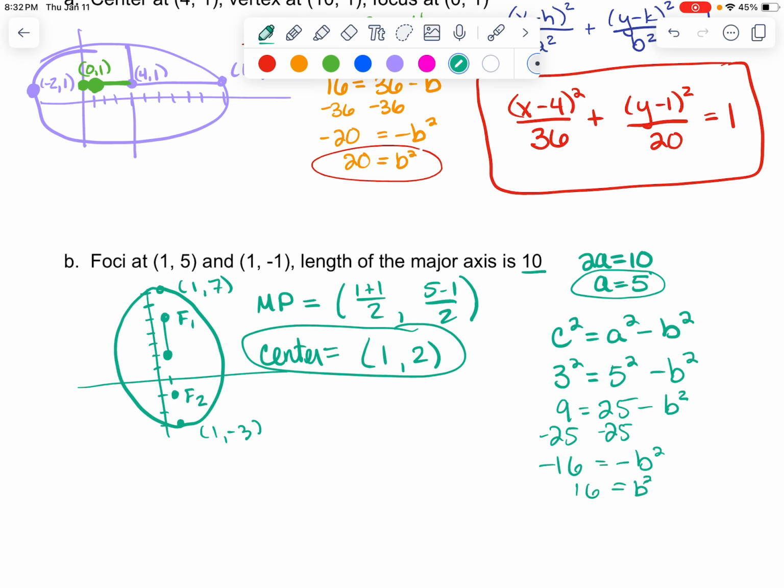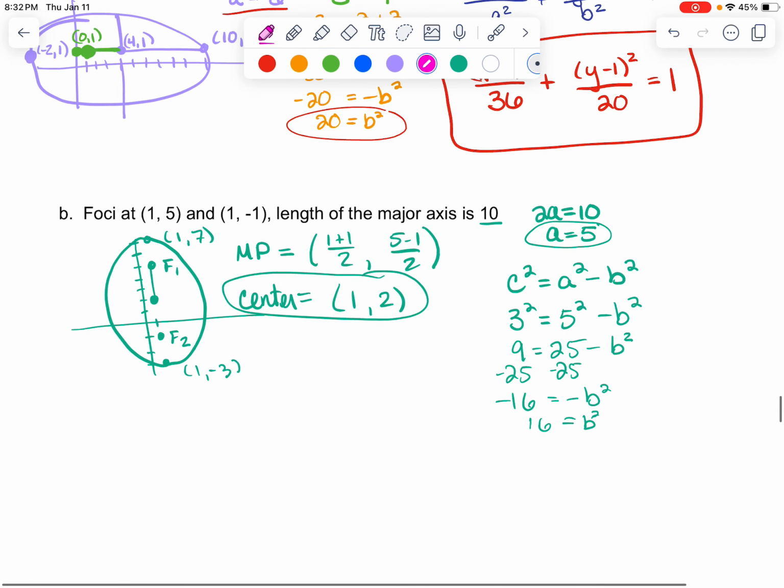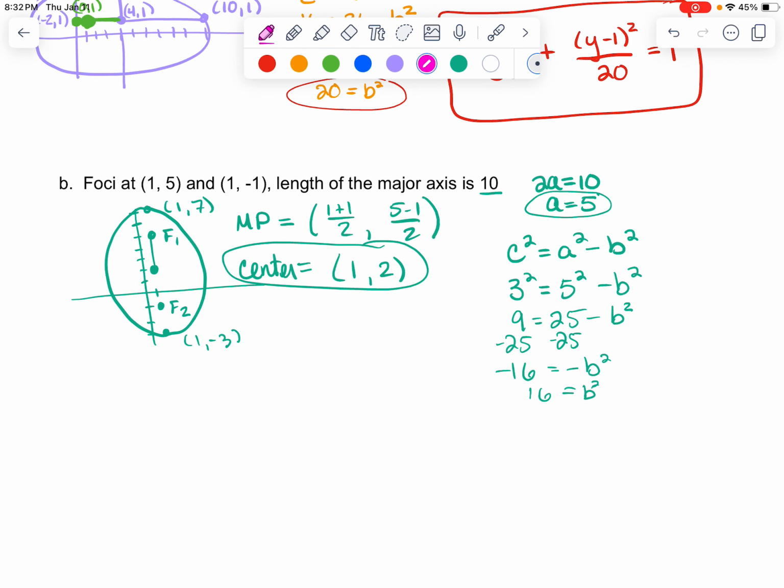Again, I could do some more work and tell you that b is 4, but at the end of the day, I just need b squared to plug in. Okay, last part. It's a vertical major axis. If the major axis is vertical, then the larger value goes under y, right? So I think I'm ready. Okay, so (x minus 1) squared over b squared, 16, plus (y minus 2) squared over a squared, 25, equals 1.